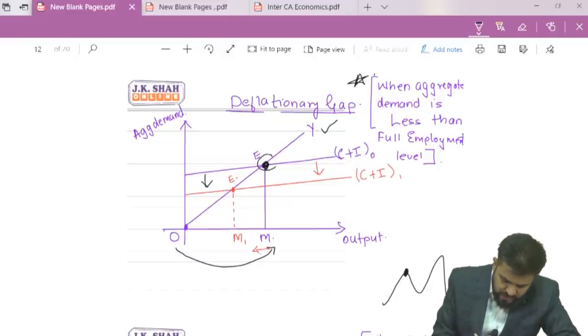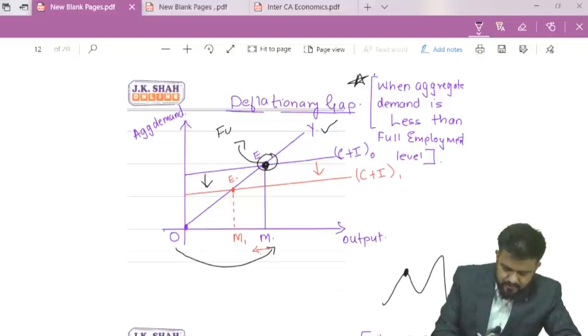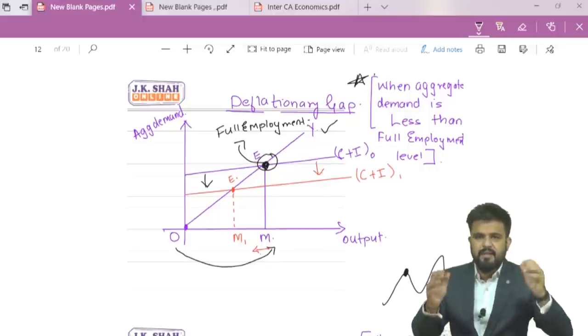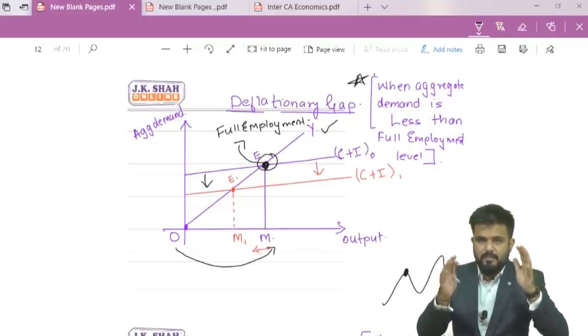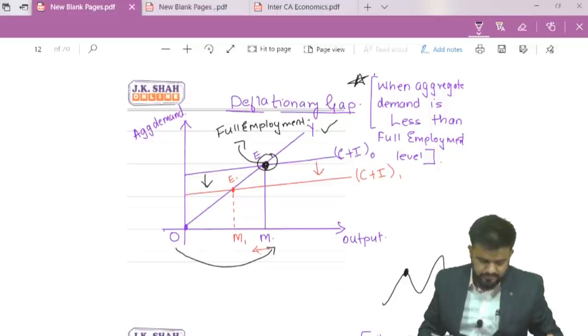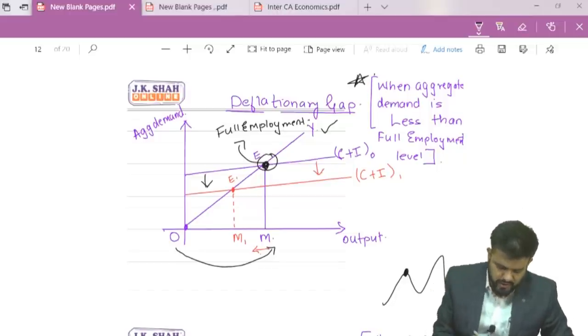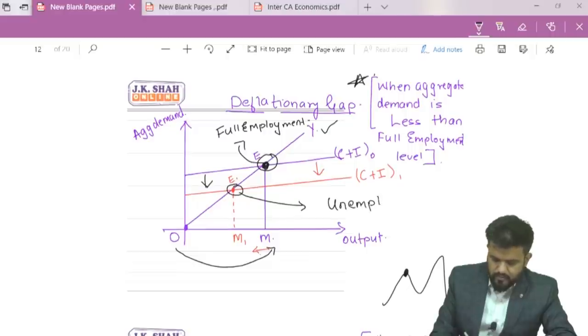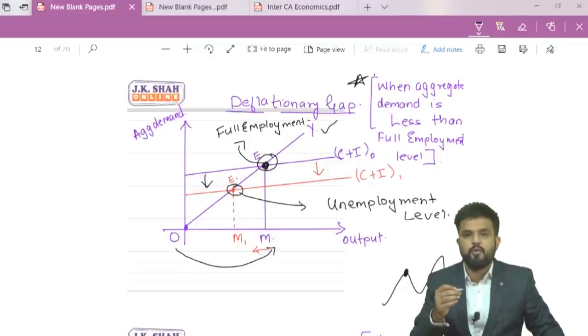Now students, this point E was called as which point? Full employment point, where the economy was doing good. People had money, people were spending, aggregate demand was healthy. That time income, country's output, country's national income, country's GDP was OM. Now, since demand has gone down, the curve will shift downwards and the new equilibrium point will be E1. And this point is called as unemployment level, where resources are not fully utilized.